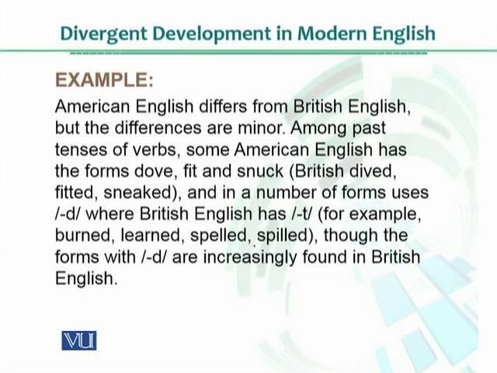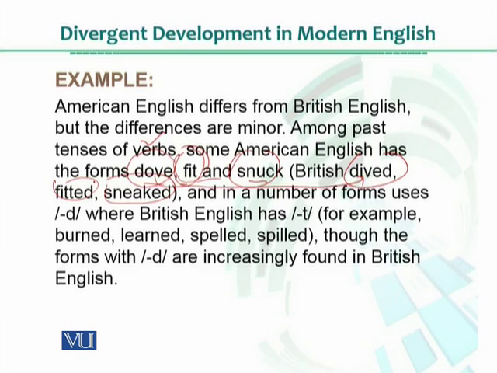Amongst, for example, past tenses of verbs, some American English has forms like dive, dove, fit, snuck. Whereas if you compare these forms with the British English forms, instead of dove, dived is used. Instead of the second or third form fit, fitted is used. And instead of snuck for the second or third form of sneak, sneaked is used in British English. So, the verb forms vary.